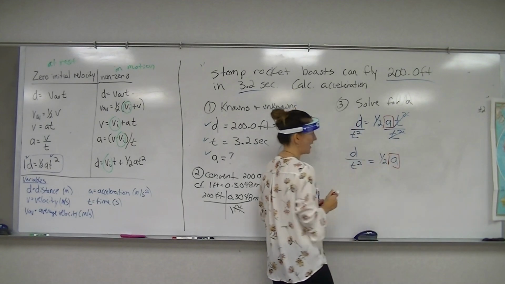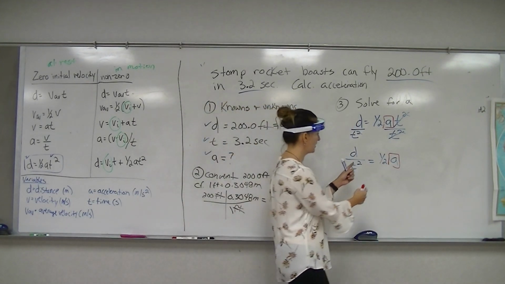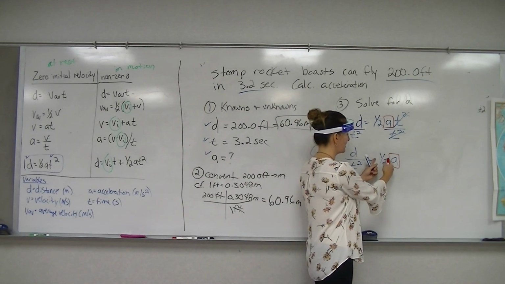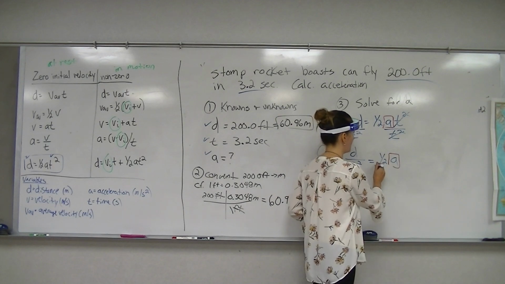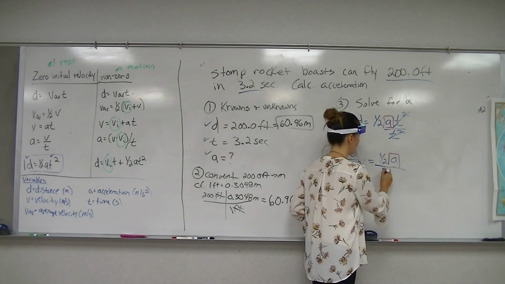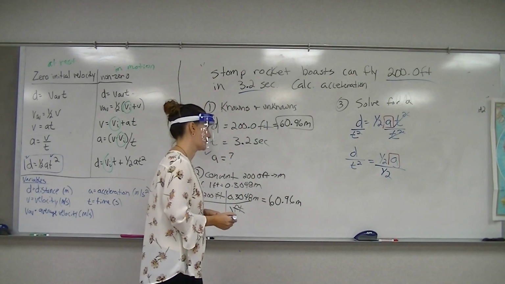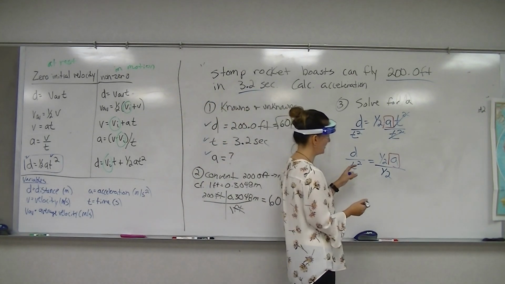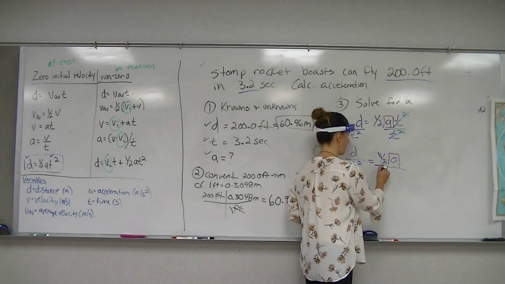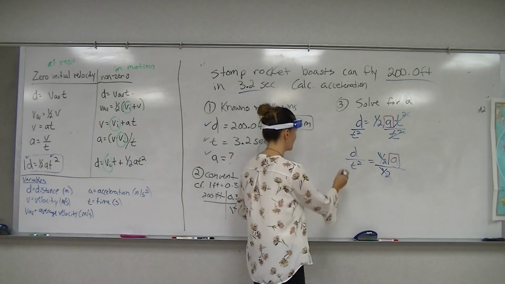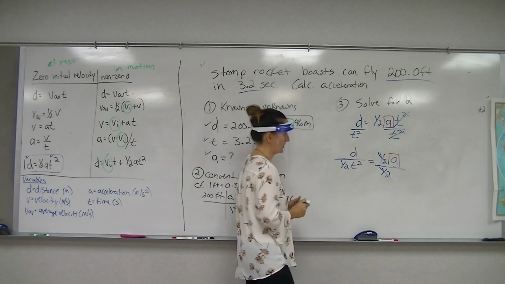But notice I'm not done, because I want a by itself. I gotta get rid of that 1/2. To do that, I'm taking 1/2 and multiplying it by a, so I want to do the opposite operation. Opposite of multiplication is division, so I'm going to divide by 1/2, which is really like multiplying by 2. So your choice, you can do it either way, you'll get the same answer. So 1/2 over 1/2 is just equal to 1, they cancel. But I have to do the same thing on this side of the equation.